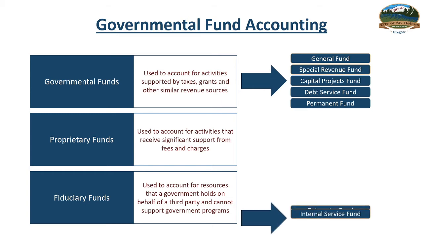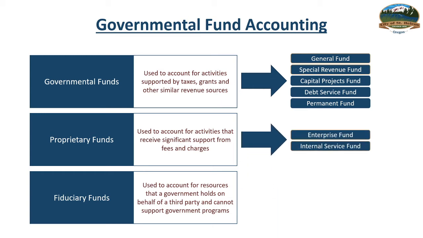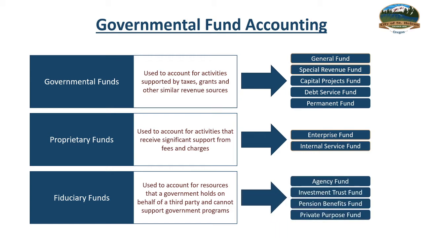With proprietary funds, there are only 2 subcategories, and St. Helens uses both of them. They are called enterprise funds and internal service funds. Once again, I've highlighted those in light brown to signify that they're used within the City of St. Helens. Lastly, with fiduciary funds, there are 4 main categories: agency fund, investment trusts, pension benefits, and private purpose funds. The City of St. Helens does not have any fiduciary funds currently set up within our organization. Because of this, we will not be discussing the specifics of those funds and their purpose.